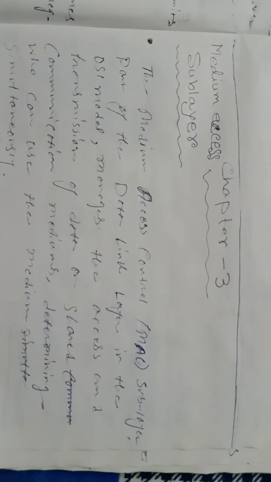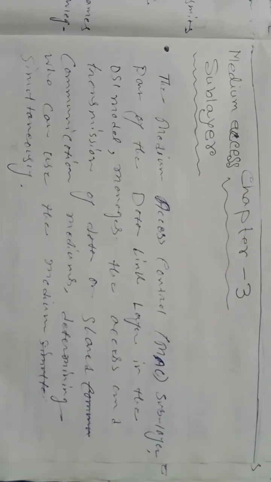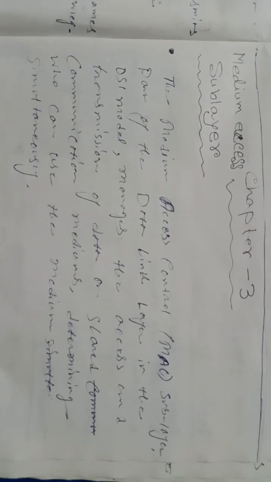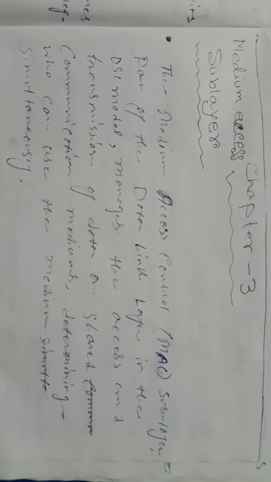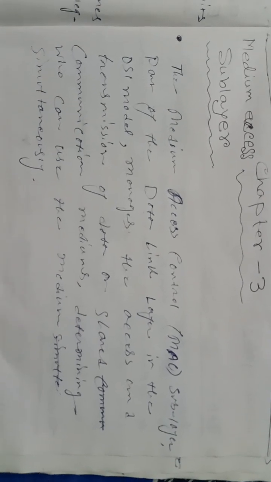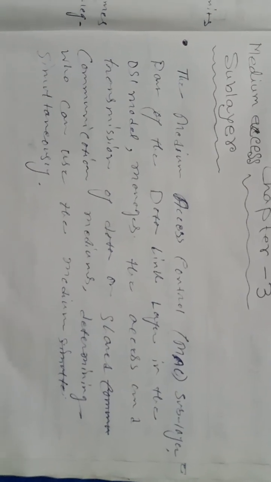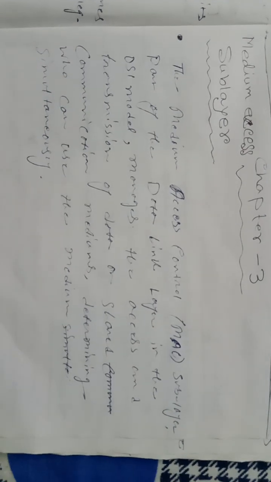So this is the third chapter of computer networking, and this chapter is all about the MAC. The MAC is the Medium Access Sublayer. It is a part of the data link layer in the OSI model. It manages the access and transmission of data over a shared communication medium, determining who transmits simultaneously. So this is about the MAC.